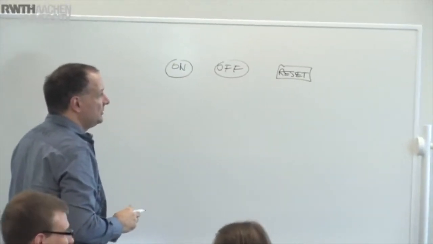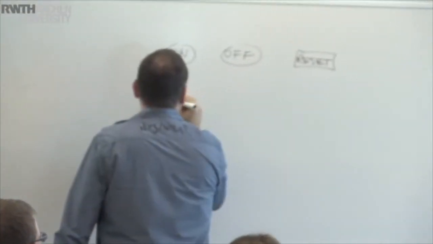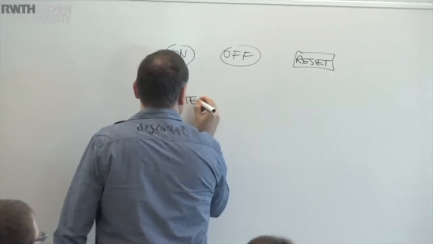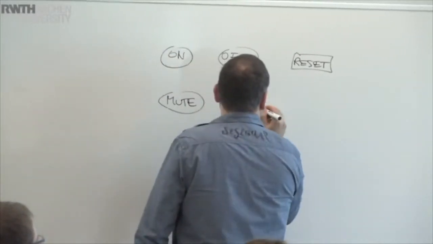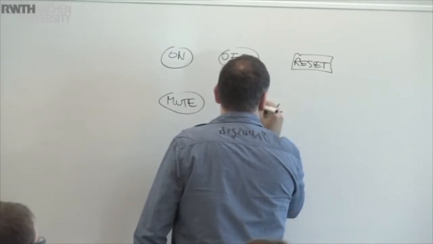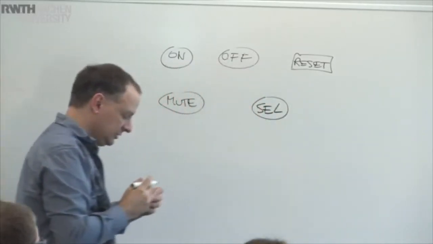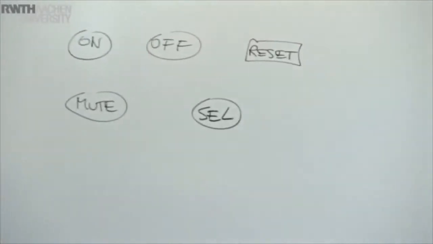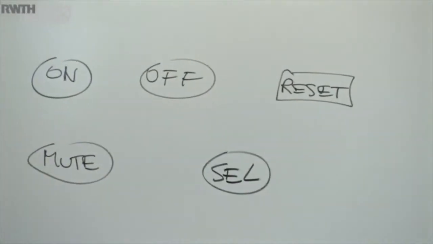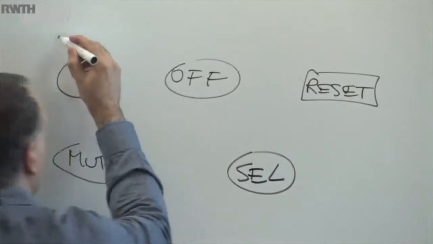And then it has a mute button. And it has an SEL, a channel selection button. This is really for channel surfers. You cannot actually enter a particular channel. You can just press select to go to the next channel. So very, very simple, right? So that's our remote we're looking at here.